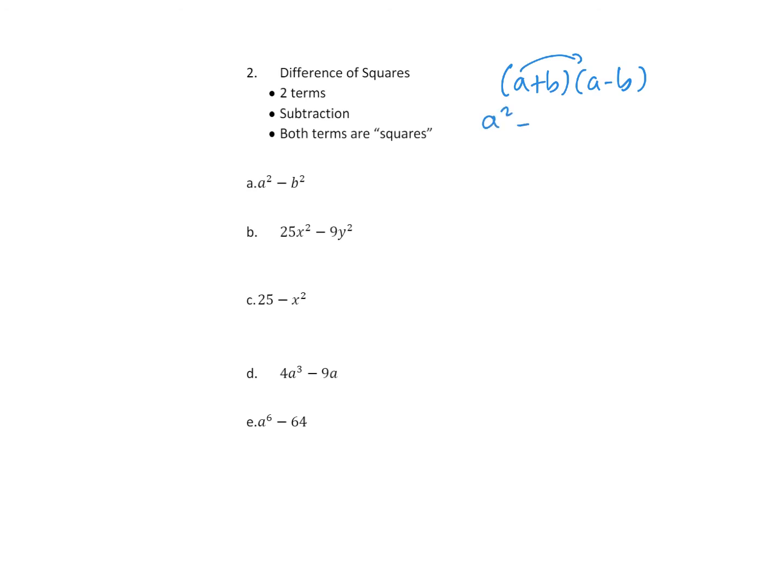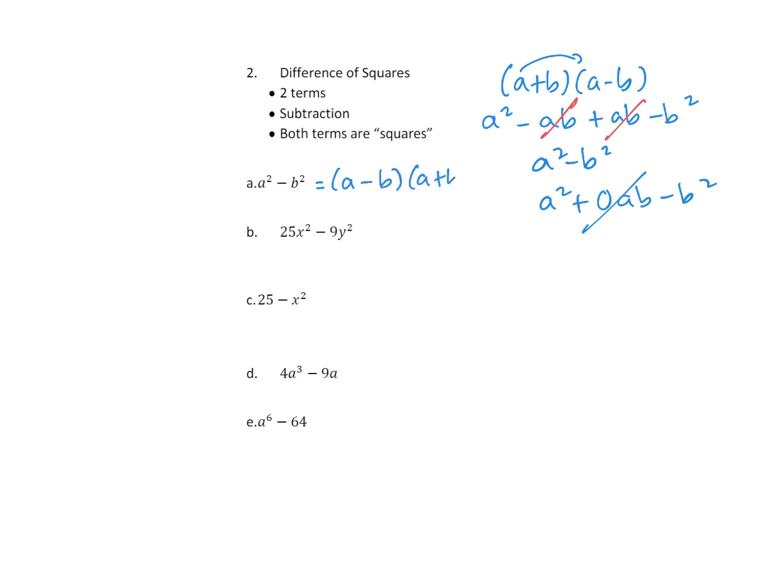So we'd have a times a, a times negative b, a times positive b, and b times b. And the middle terms will add to 0 because the binomials are the same but opposite in sign. That's why you end up with two terms. There's actually 3, but the middle is 0, so we don't have to write that. So that's how we get a difference of squares. They're easy to factor. We know that we'll take the square root of a, the square root of b. One will be minus, one will be plus.